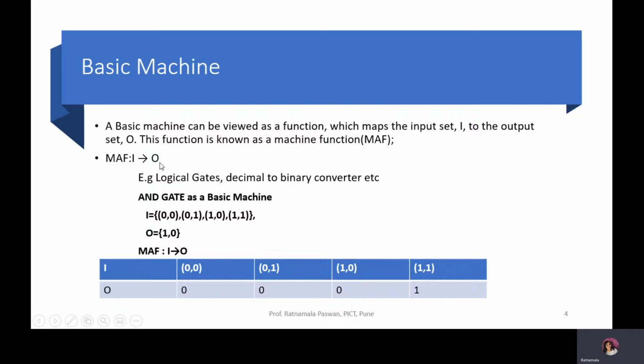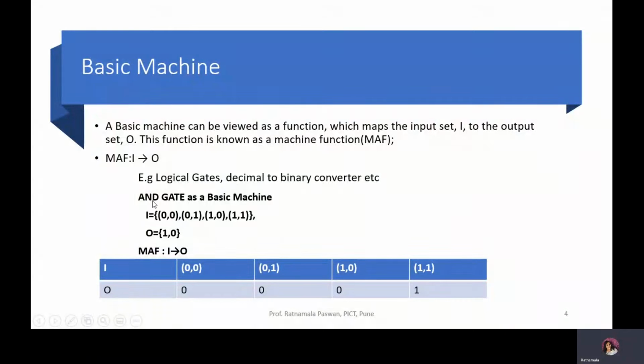For example, there are so many logical gates, let us say AND, OR, NOR, or number system, for example, decimal to binary converter. All this can be viewed as a basic machine. Let us take AND gate as a basic machine. We will see how AND gate will work as a basic machine.